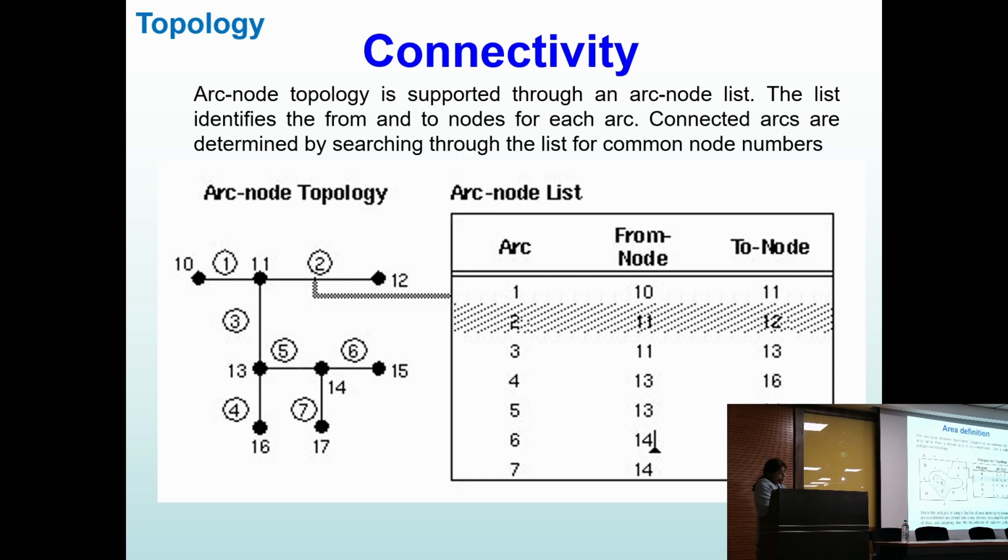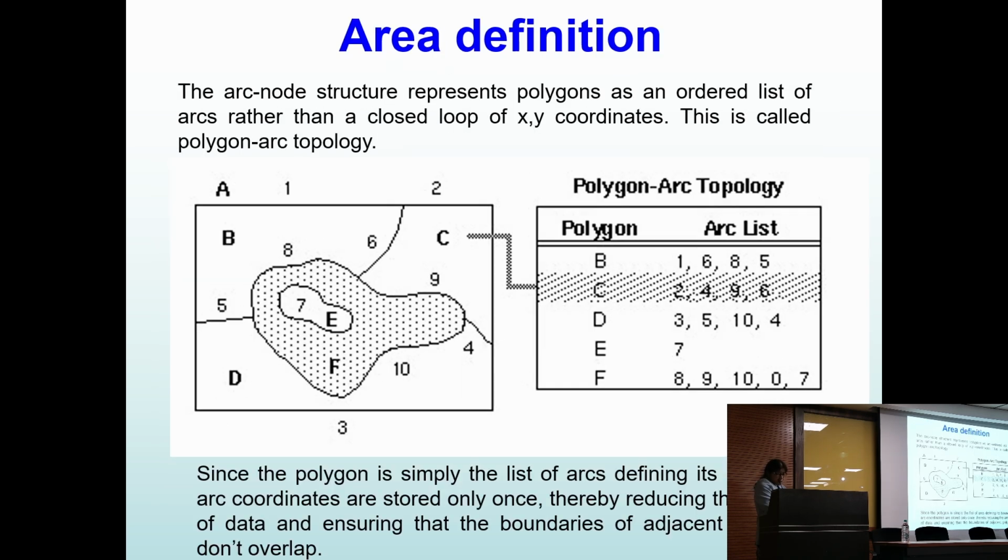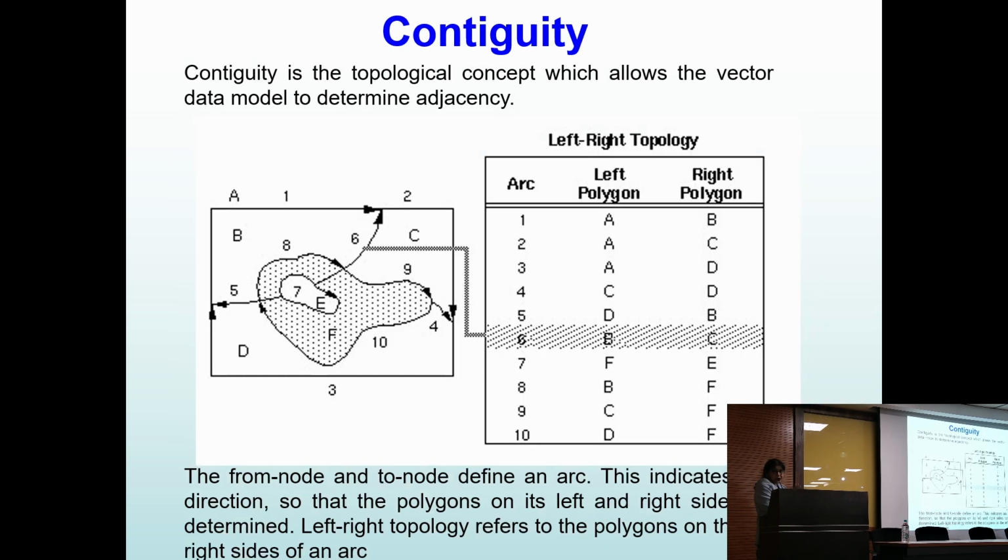It is also termed as containment or polygon arc topology. And polygon list and arc list, these two are added. Next is contiguity. Left polygon, right polygons are added after topology creation. So after topology creation, certain fields are automatically added by the system in the attribute table to store those spatial relationships.